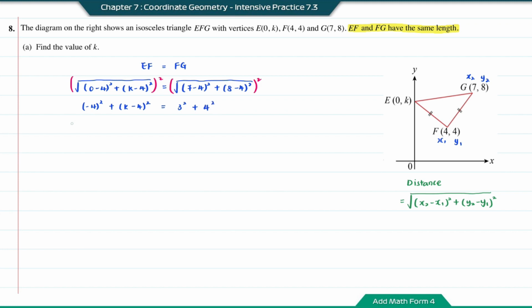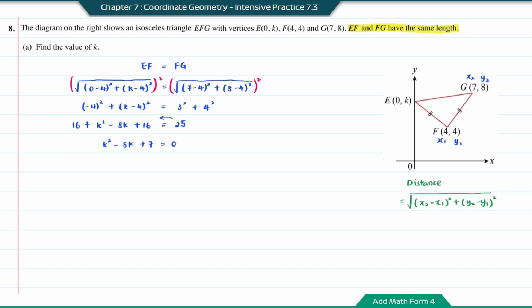So (negative 4) squared gives positive 16, and expanding (k minus 4) squared, we get k squared minus 8k plus 16. On the right hand side, 3 squared plus 4 squared gives a total of 25. This is a quadratic equation, and to solve it, we're going to write it in general form. I'm going to move the 25 to the left hand side and arrange it. So k squared minus 8k, then 16 plus 16 gives 32, and minus 25 is positive 7. This is equal to 0.